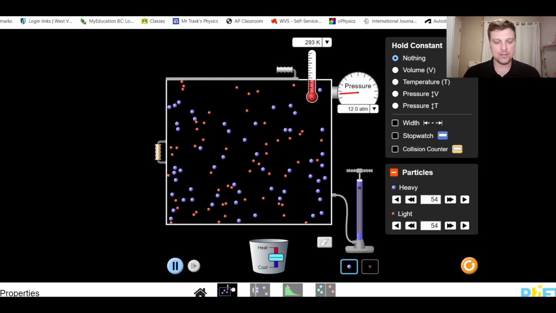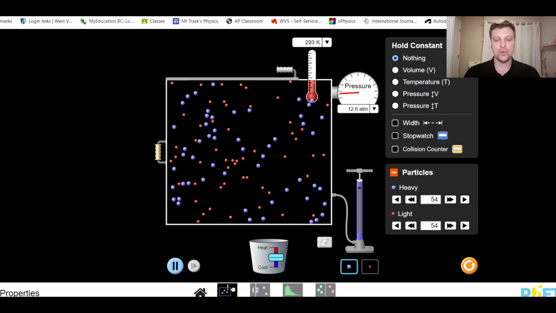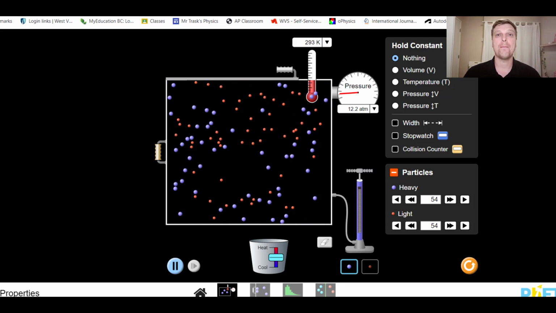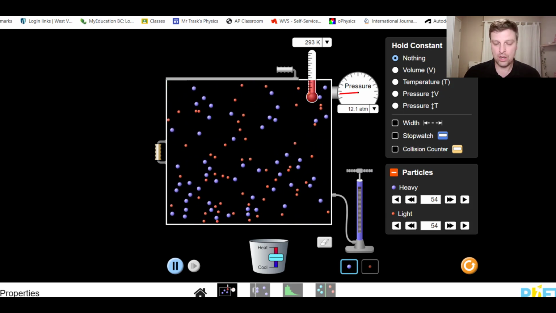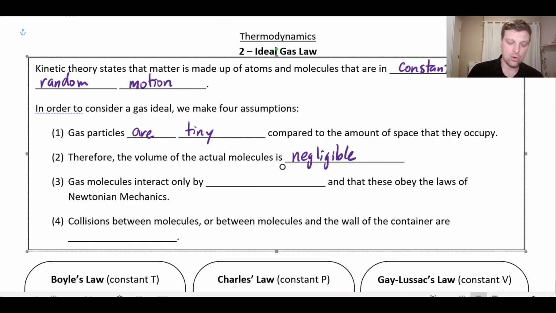And that's the second thing about these collisions, that as they bounce around, we're going to assume that those collisions are perfectly elastic, which is to say there is absolutely no loss in kinetic energy. And so we'll make those two assumptions. The gas molecules interact only by collisions. So they can collide with each other, or they can collide with the walls of the container, but that's it. There's no sticking together.